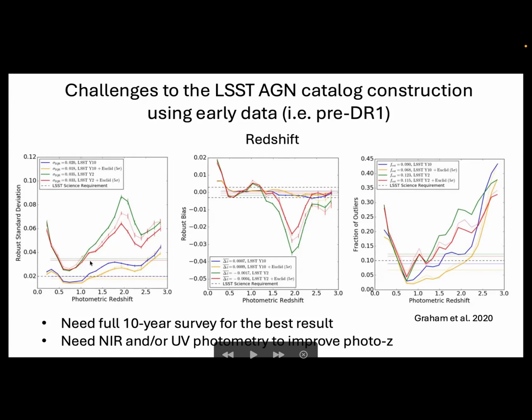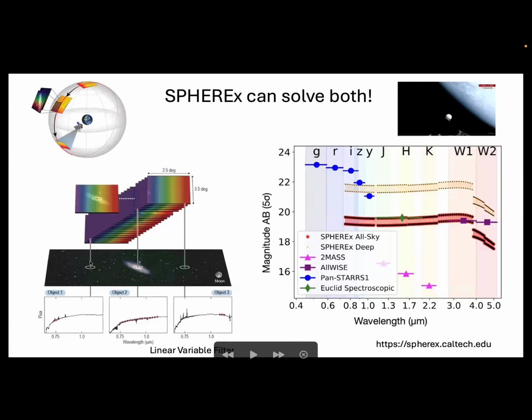So we need the full LSST and the UV. It's a bit difficult now, but I'm going to tell you that SPHEREx can solve both for the magnitude limited sample. SPHEREx was launched in 2025. This is a little capture figure that I captured from the real-time launch.